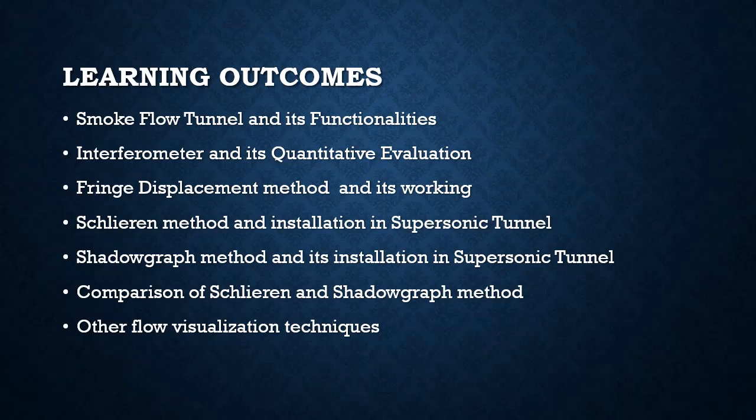The second one is the interferometer and its quantitative evaluation. We are going to talk about the interferometer and its best type, that is the Mach-Zehnder interferometer. That kind of interferometer is used for compressible flow studies, which we can place around the supersonic wind tunnel. Not inside the wind tunnel, all the equipment of the interferometer is kept outside the wind tunnel. So without any flow disturbances, we are going to measure. Which one is intrusive? Here, the smoke flow tunnel.